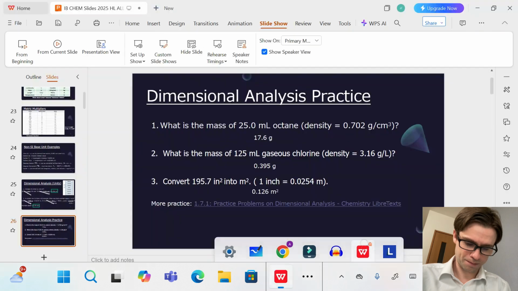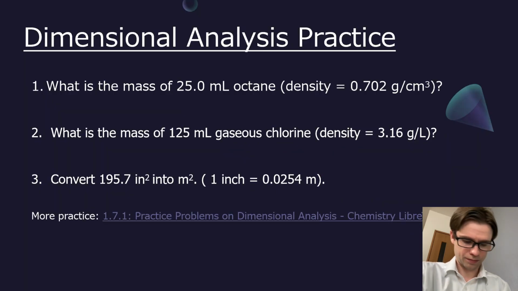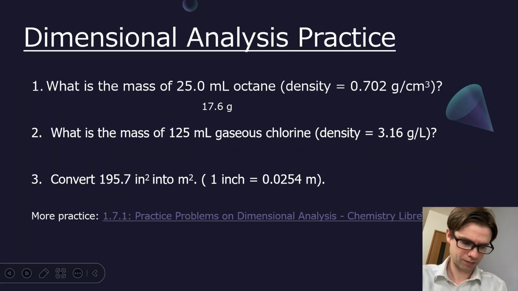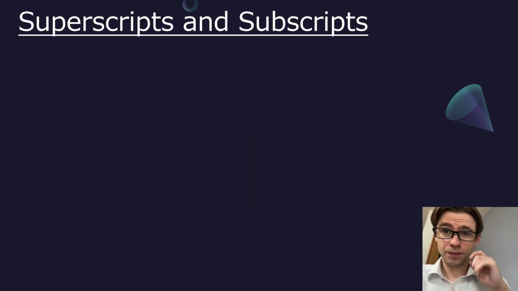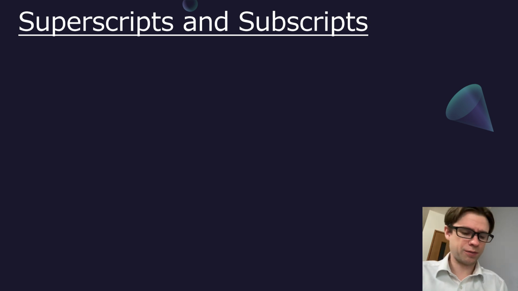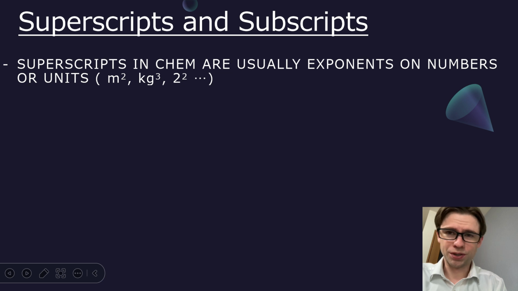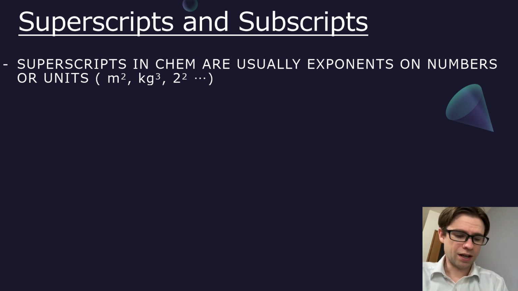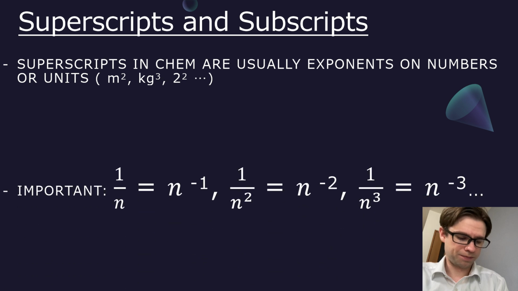All right, let's go back. So, also science, math, and communication, superscripts and subscripts. This is just a couple notes I have about how to use and understand these things. So superscripts in chemistry are usually exponents on numbers or units. For example, meter squared, kilogram cubed, 2 squared, which is 4. Usually that's what we're dealing with.